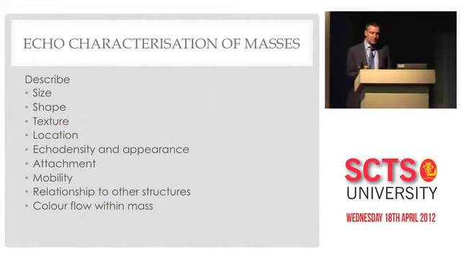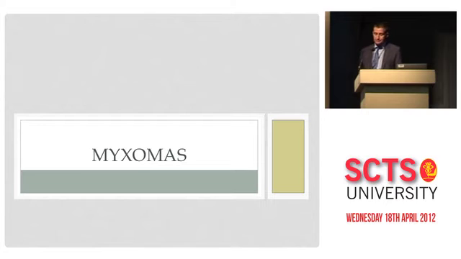So how do we describe masses? First of all, size, shape, what's the texture and location of this mass? Describe its echo density. Is it dense or is it light? Is it regular? Importantly, describe its attachment and describe its mobility, relationship to other structures, and also color flow within the mass. This won't necessarily always be communication with a cardiac chamber, but it may be. But also, for example, in the case of tumors, you can actually get blood flow and blood vessels within the tumor. So I'm going to talk about myxomas first of all.